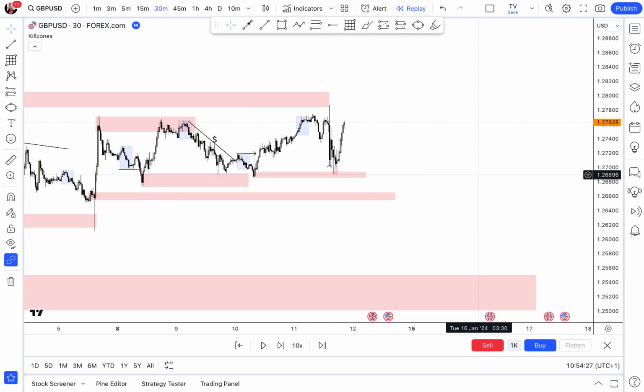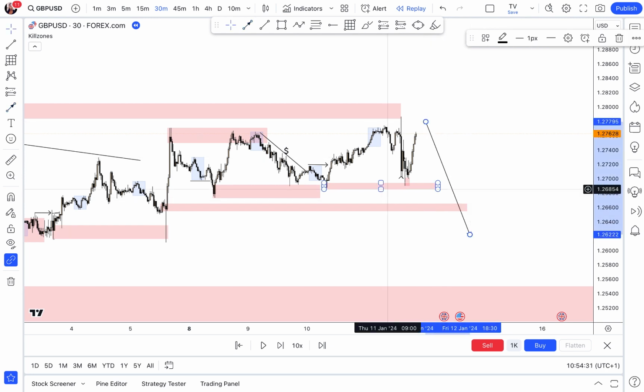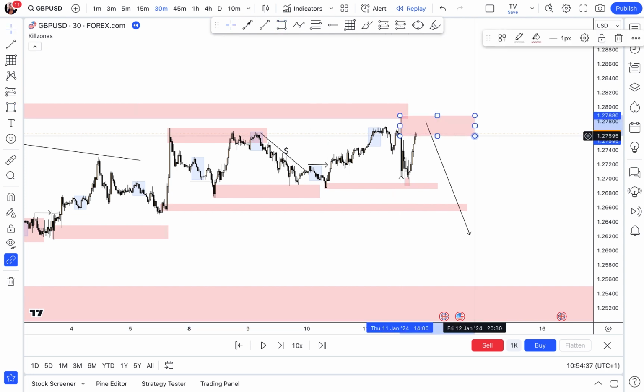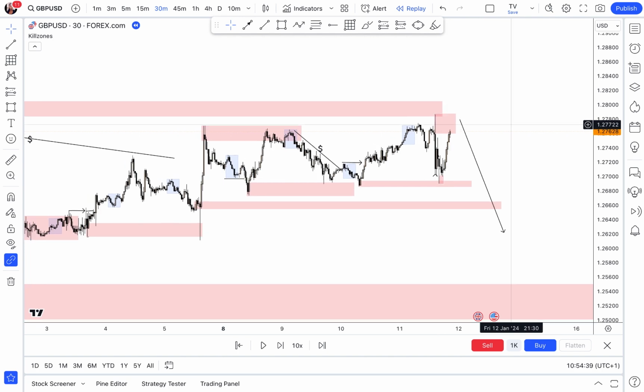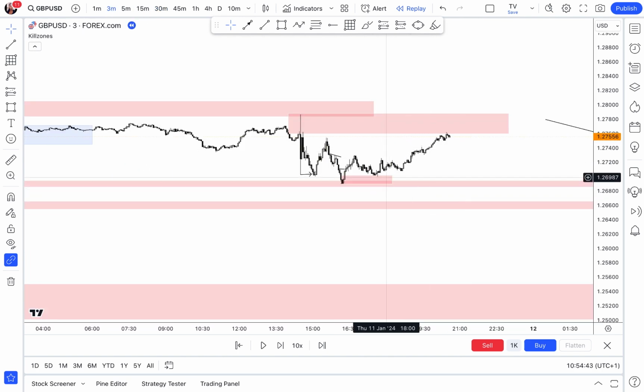Let's see. So market is pushing back up. Remember, our bias is still for sells, and as you can see, market has pushed up into this level again. This is another strong level of supply. So let's go down to a lower time frame and look for sell opportunities from right here.